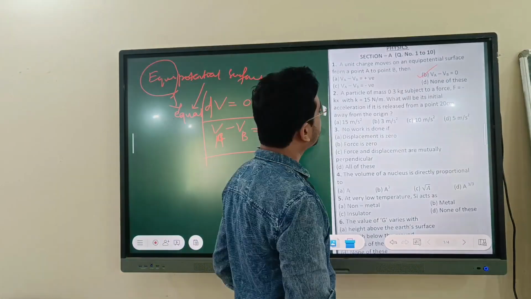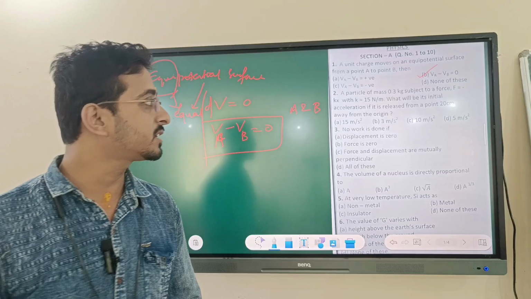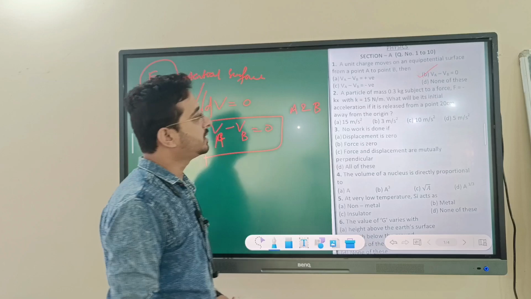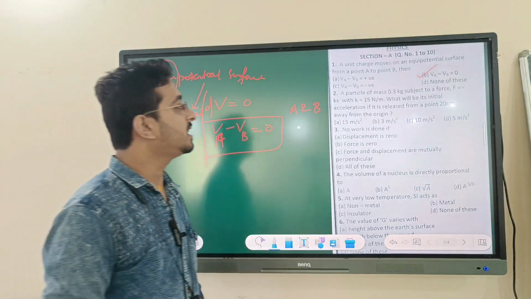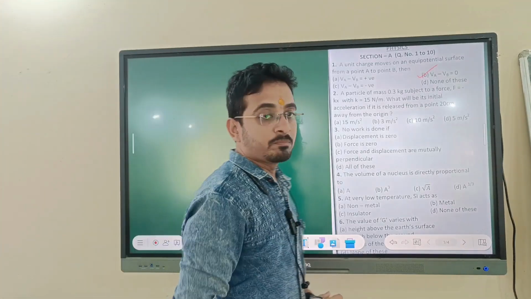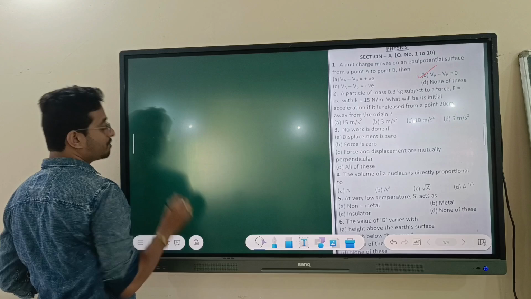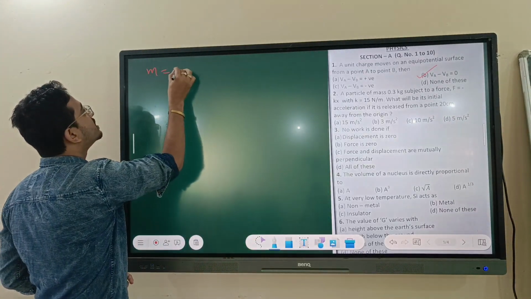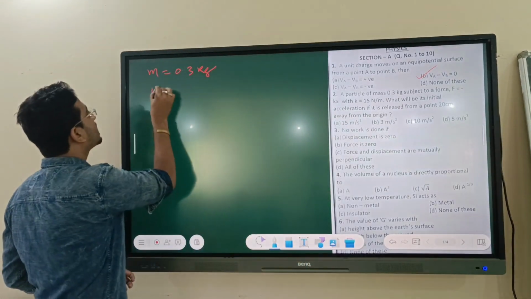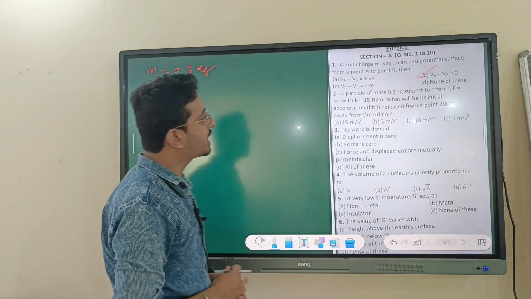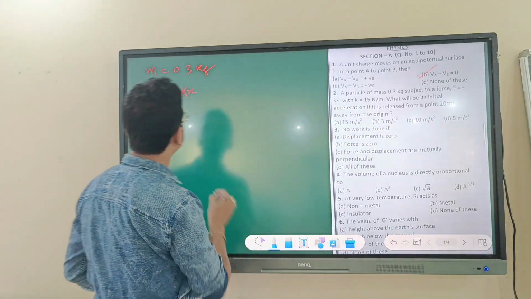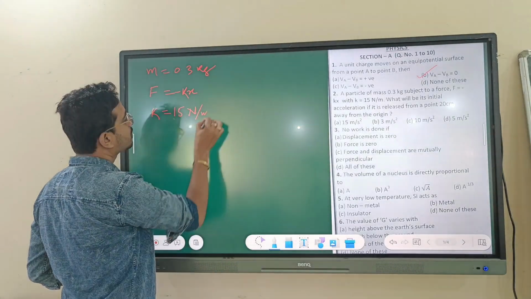Next question: a particle of mass 0.3 kg is subject to a force F equal to minus kx, with k equal to 15 Newton per meter. What will be its initial acceleration if it is released from a point 20 centimeter? Here m is equal to 0.3 kg, force F is equal to minus kx, and k is 15 Newton per meter.